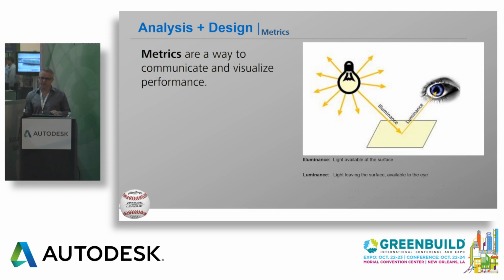We started out using a metric of illuminance, which is the amount of light that is falling on a surface. It's the amount of light available for use on a surface. Illuminance and luminance are two metrics normally used in daylighting. Luminance is the amount of light that's coming off of surfaces. It's view dependent, and illuminance is the amount of light falling on a surface.